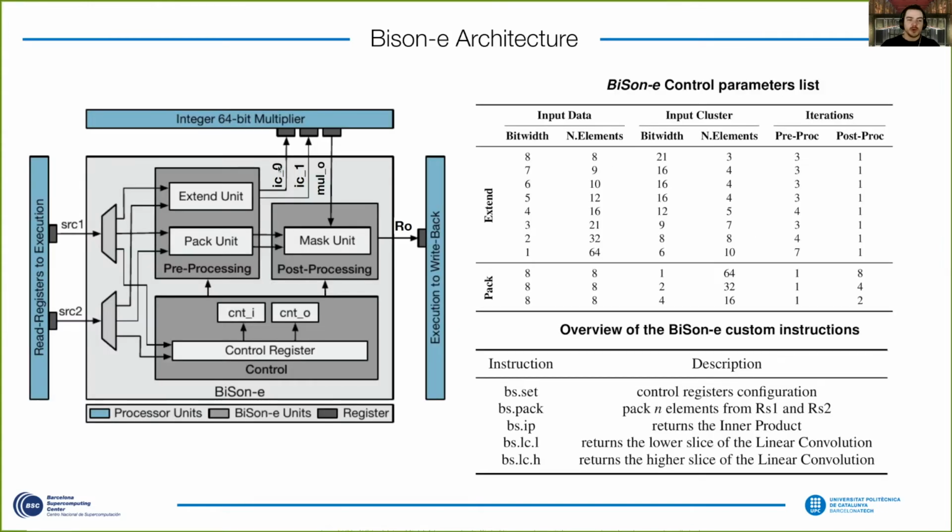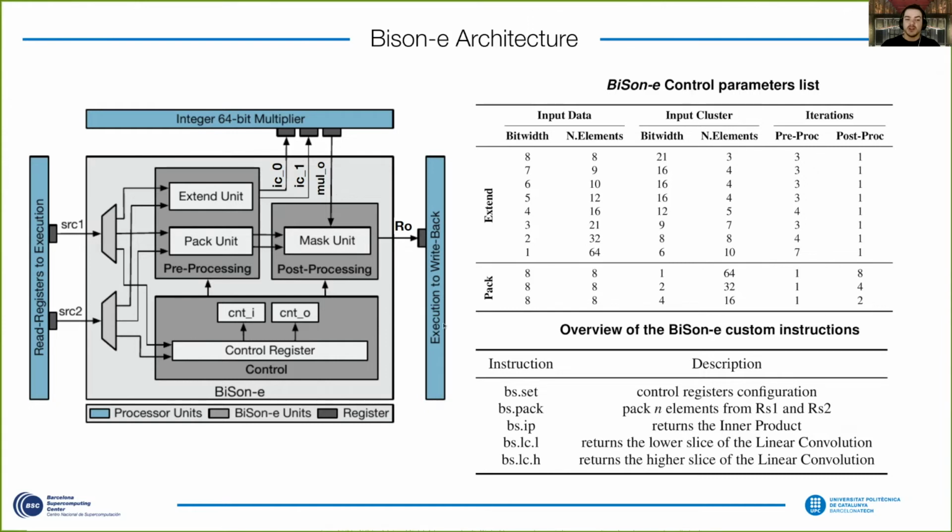This slide shows the microarchitecture of BiSone-e. BiSone-e is composed of two main processing stages, the pre-processing stage and the post-processing stage. The pre-processing stage is composed of two functional units. The pack unit is used to keep data compressed in memory, and so uses binary segmentation to compress data, while the extend unit is used to create the input clusters. The input clusters created by the extend unit are then forwarded to the actual 64-bit integer multiplier of the processor, and the result of the multiplication is processed by the mask unit.